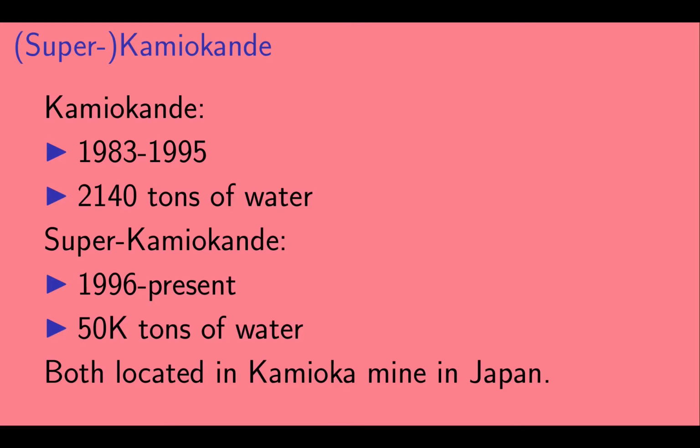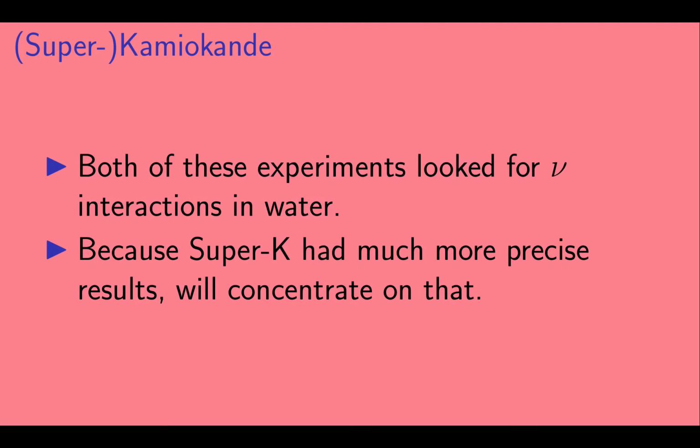Okay, let's start with Kamiokande and Super-Kamiokande. The Kamiokande experiment ran from 1983 until 1995. It used as a neutrino target 2,140 tons of water. Its successor, Super-Kamiokande, started in 1996 and uses 50,000 tons of water. Both of these experiments were situated in the Kamiokande mine in Japan. Both of these experiments look for neutrino interactions in water. Because Super-K had much more precise results, we're going to mostly look at that.